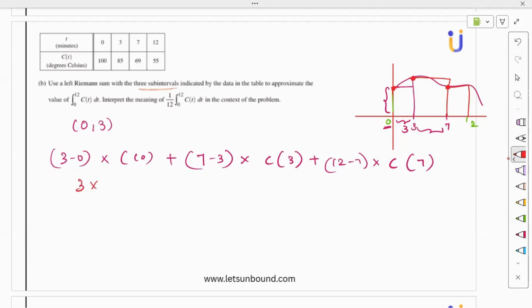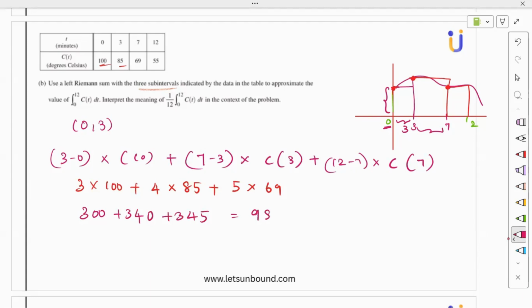So 3 times C of 0, from the table 100, plus 7 minus 3, which is 4, times C of 3, which is 85, plus 12 minus 7, which is 5, times C of 7, which is 69. Basic arithmetic: 300 plus 340 plus 345 equals 985. So this is the way we evaluate the integral from 0 to 12 of C of t dt using the table of values. This is just an approximation.